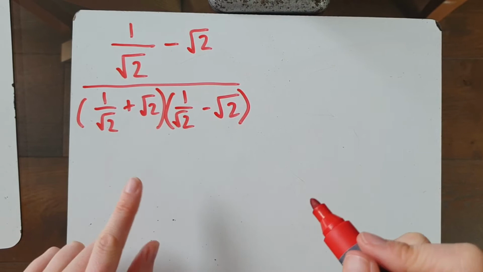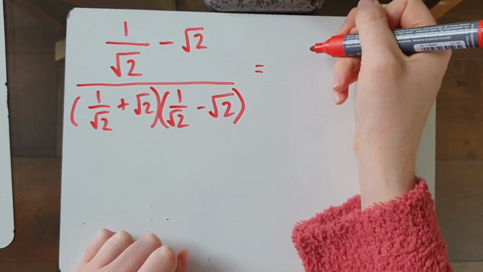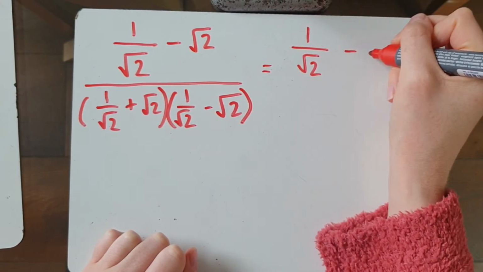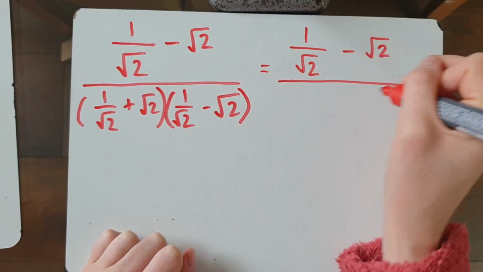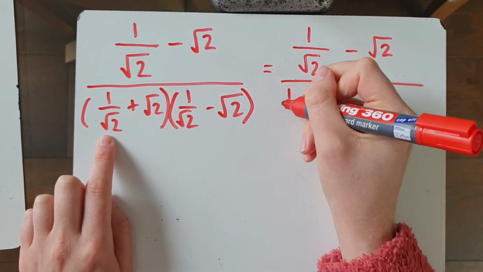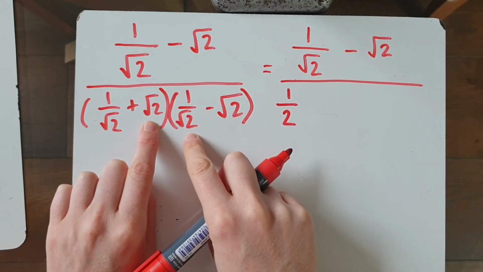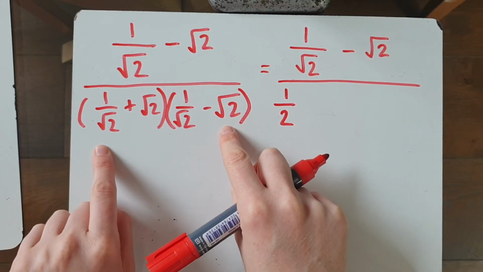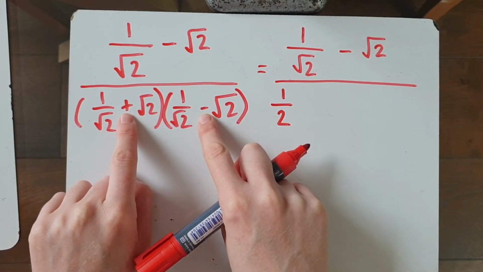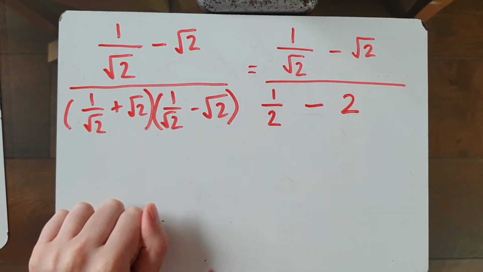So this was what we had got to. The numerator I'm going to leave alone for the moment, so I'm going to say that's 1 over root 2 minus root 2. Then I'll have 1 over root 2 times 1 over root 2, so that gives me a half, plus root 2 over root 2 minus root 2 over root 2, so I'm not going to write that down because that will cancel. And then I will have minus root 2 times root 2, which is 2.